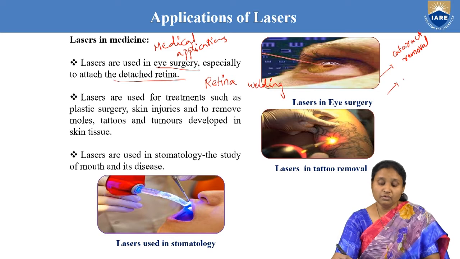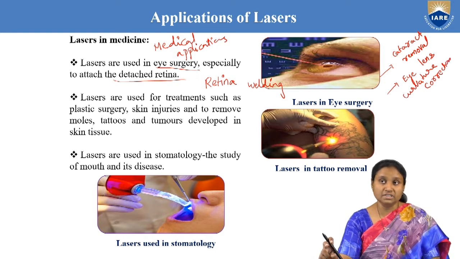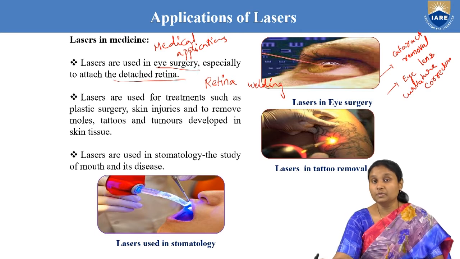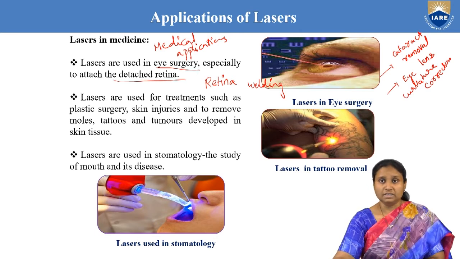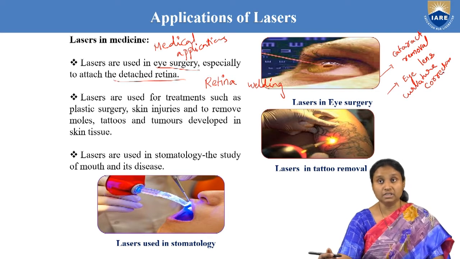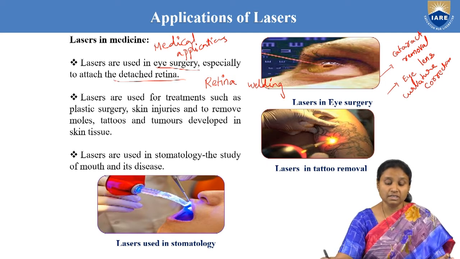And also we can go for eye lens curvature correction. So what is this eye lens curvature correction? Those who are having sight problems can go for this curvature correction so that they don't have to wear specs. If they go for laser, then they can avoid the specs and overcome this problem of having long sight or short sight. So we can go for cataract removal, eye lens curvature correction, and retina welding. These are certain treatments used in eye surgeries using lasers.